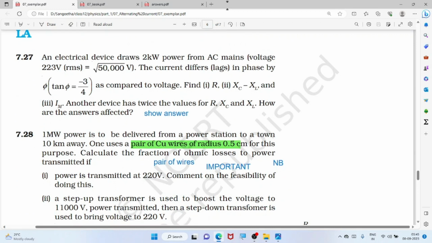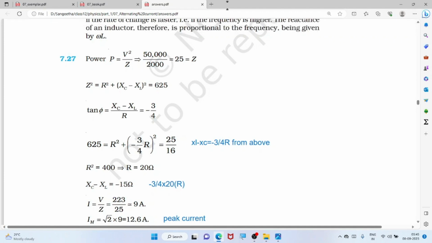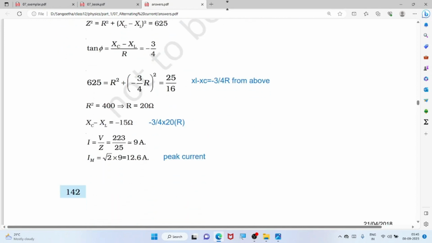Okay, an electrical device, 2 kilowatt power, AC mains voltage. Find these three. Okay, 27. We have to use the power formula. I showed you there are various formulas for power, and based on what is given you can use one. So using impedance and voltage squared, you compute the impedance based on the power and the voltage source. Then find the angle. Use this.